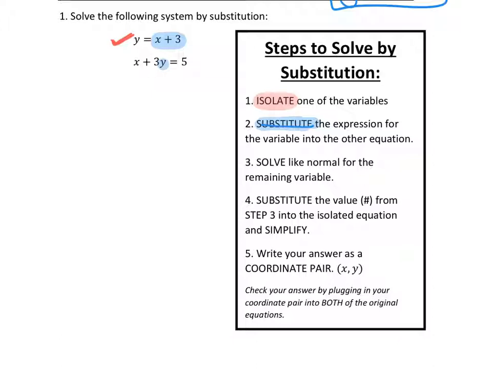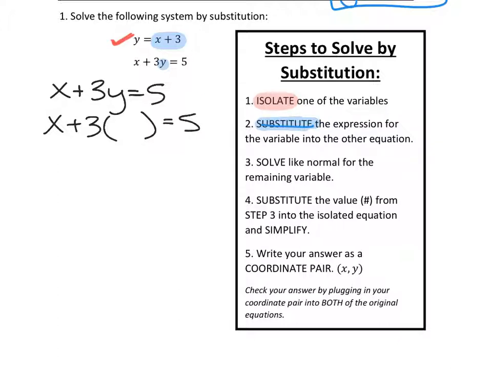Okay? So watch. This equation a second ago was x plus 3y equal 5. But now it's going to be x plus 3. And what goes in that parentheses now? x plus 3. What I'm substituting in. That's why we're calling this substitution, because I'm taking an expression and I'm going to substitute it in.